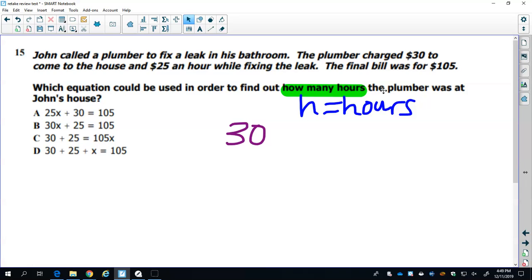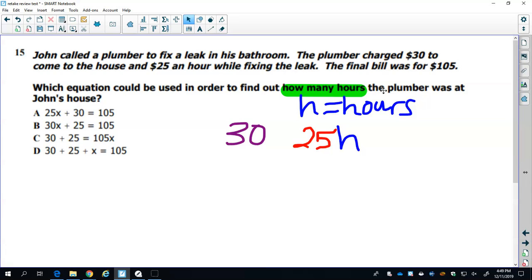He charges $30, and then he charges $25 an hour. So think about that. 1 hour would be 25, 2 hours would be 50, 3 hours would be 75. So what are we doing with the 25 and the hours? We're multiplying. So since we're multiplying, we're going to bring this 25 down. We're not just paying it one time, but we're paying it for every hour, right? That was our variable, for every hour. So it's going to be 25 times H.